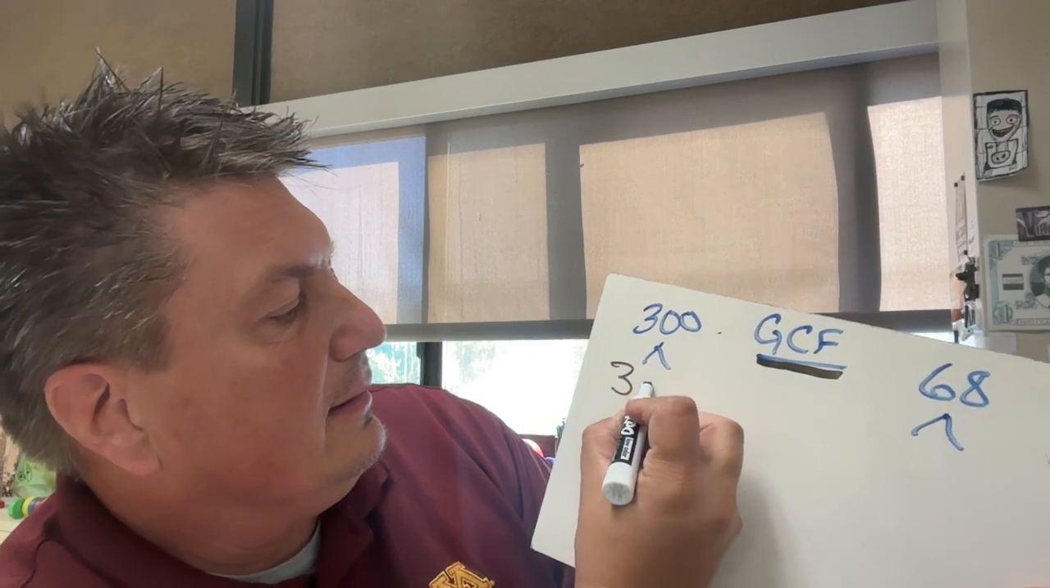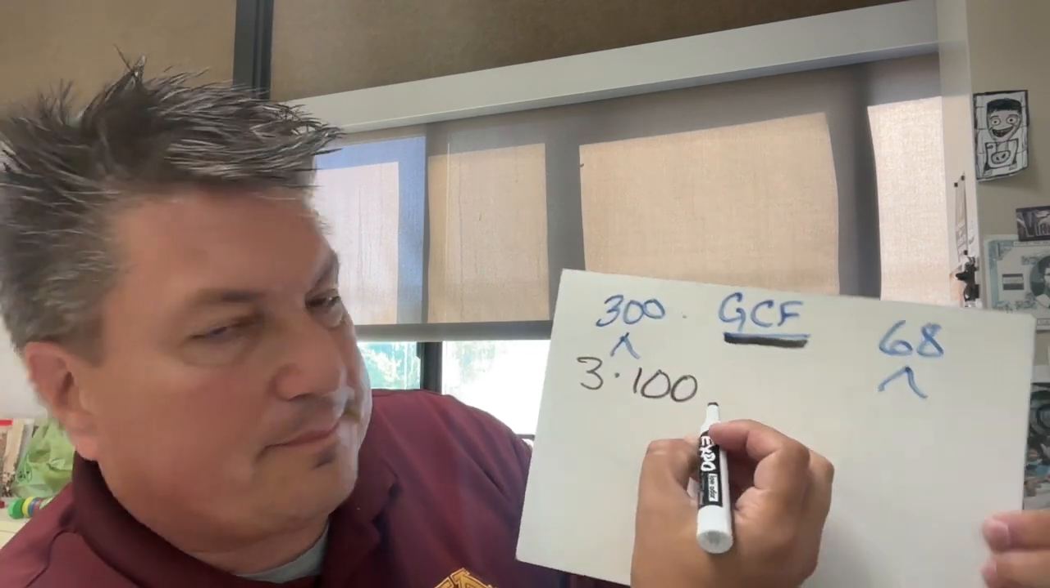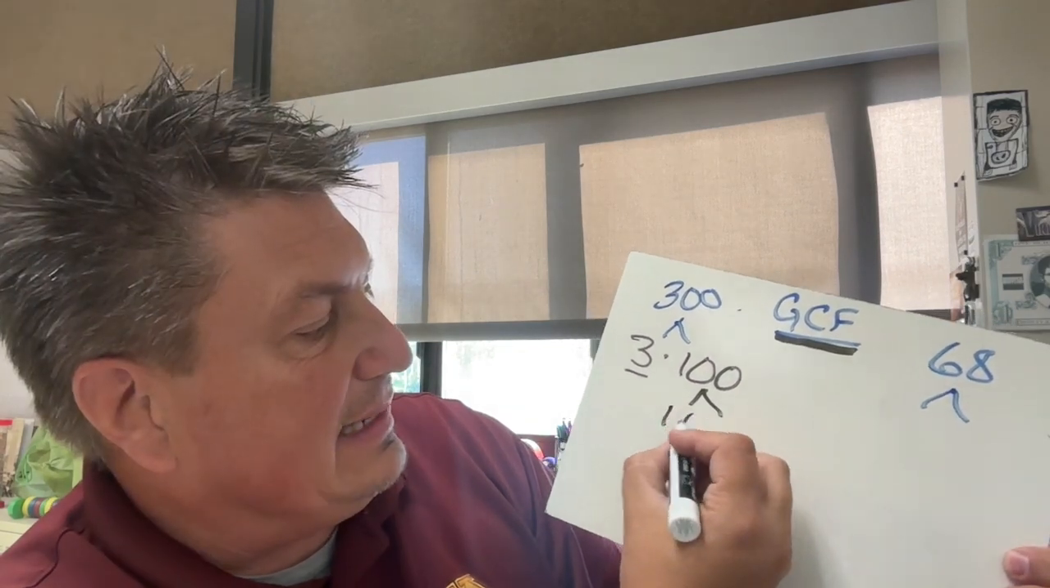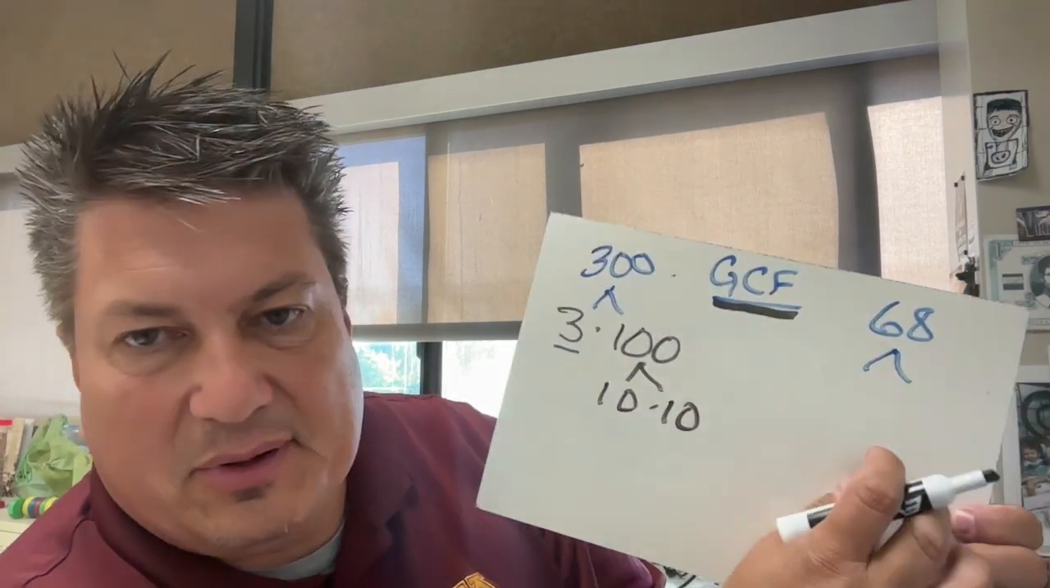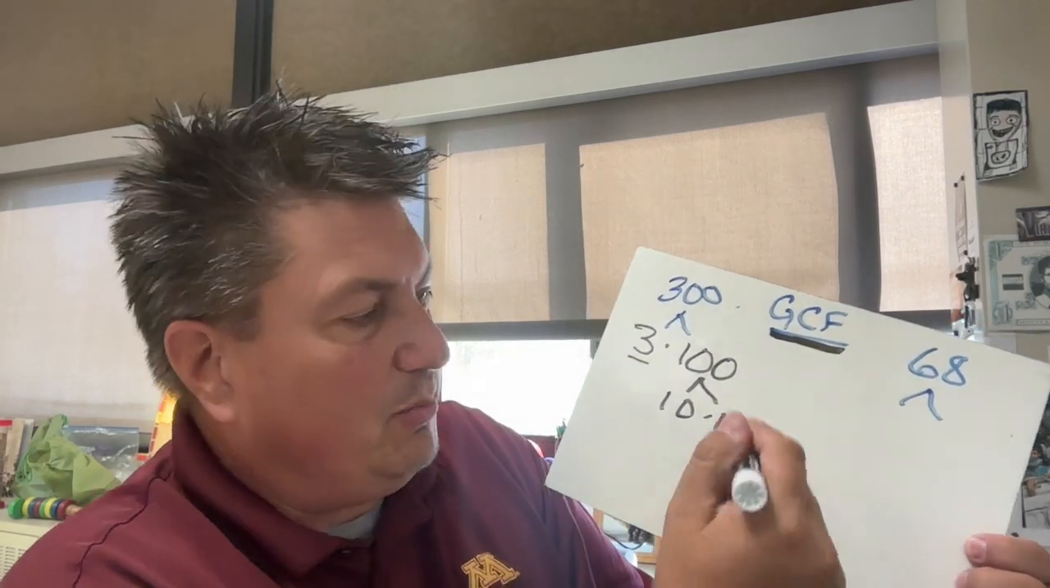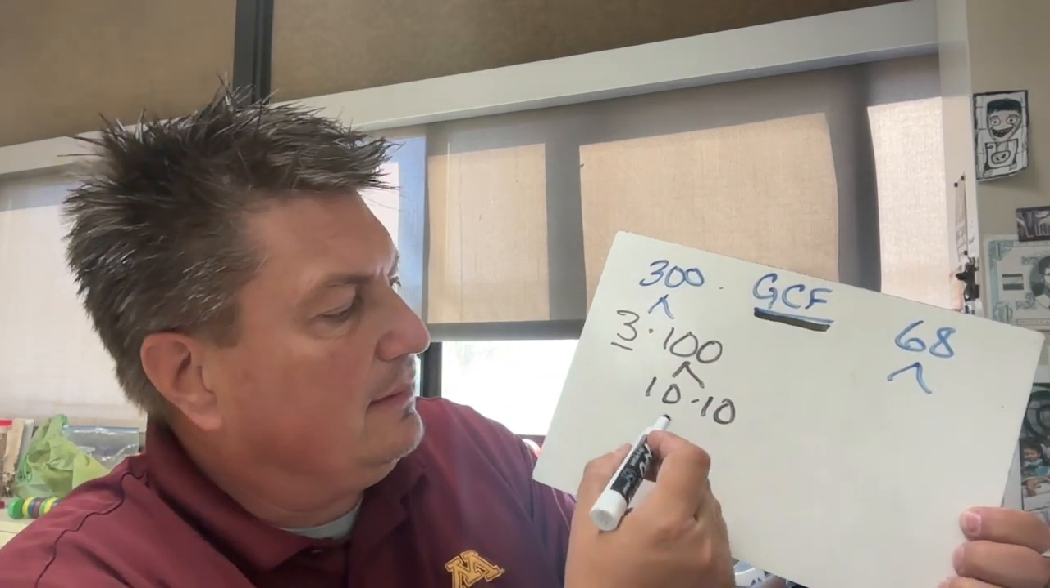well, that's easy. That's 3 times 100. And you'd be right. Now 3 is prime, so that's a good thing. 100 is not, so we're going to break that down into 10 and 10. You could have broken it down into 25 and 4 or 2 and 50. It's really up to you, but we're going to end up in the same place.